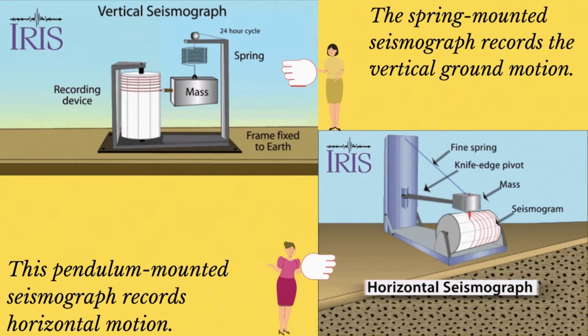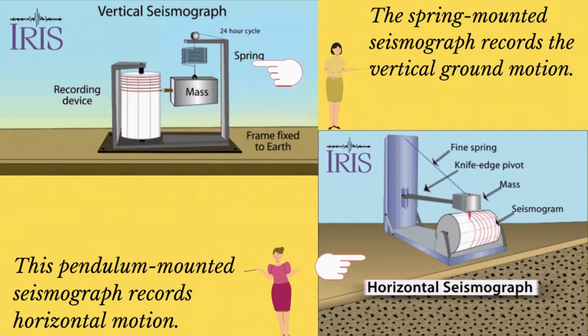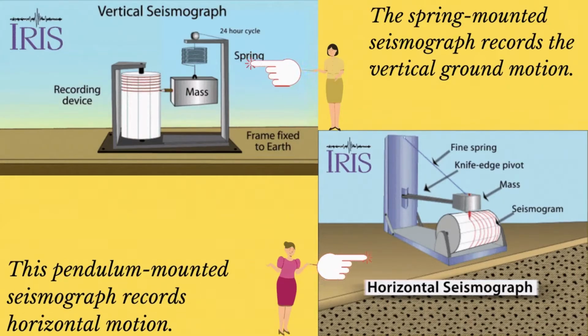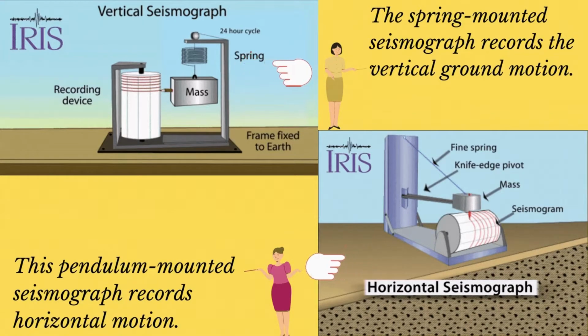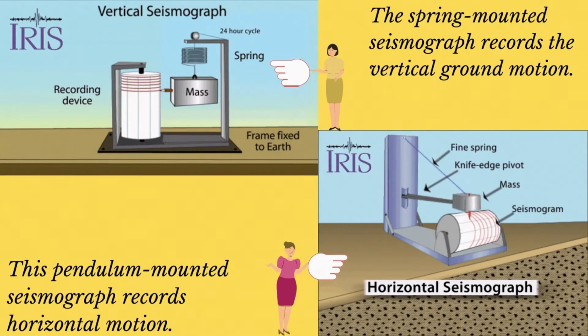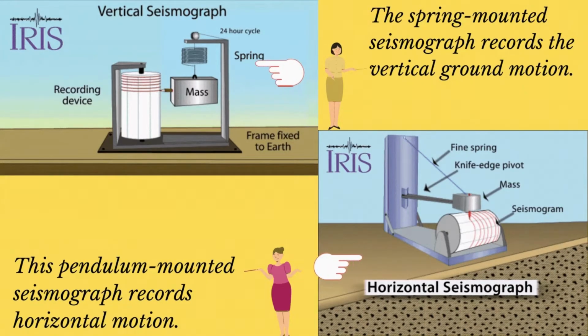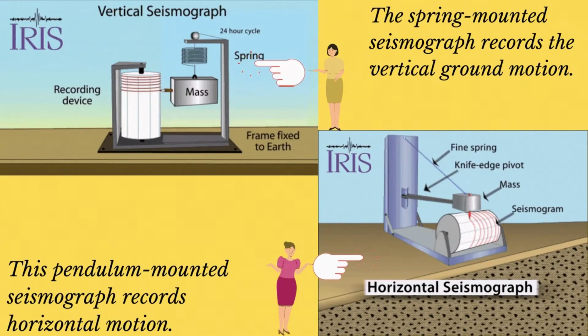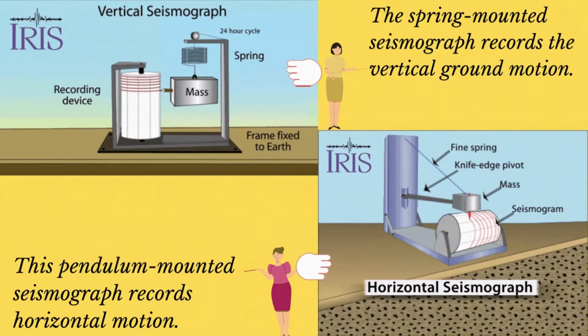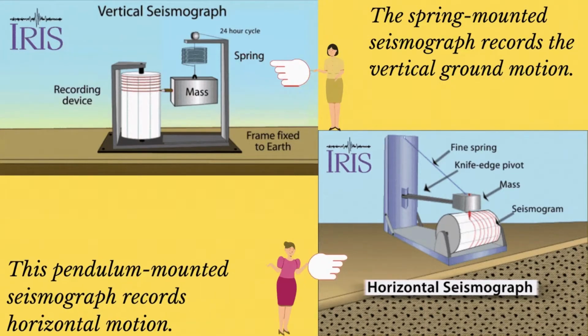A pendulum mounted seismograph, as shown at the bottom, is a seismograph that measures side to side movement. It has a heavy weight hanging from a wire. The weight remains almost still as the ground moves back and forth beneath it. A pen attached to the weight records the movement.